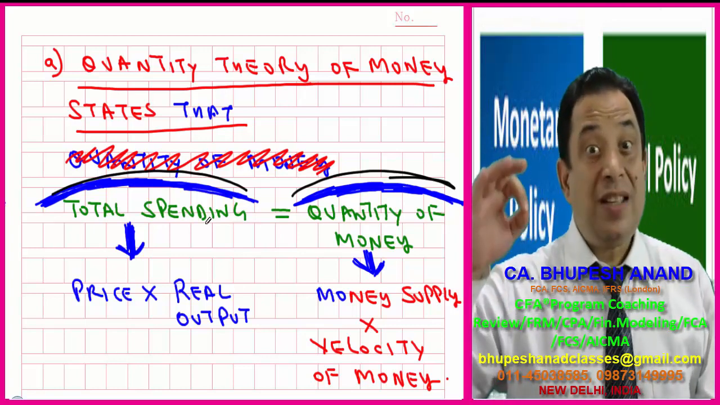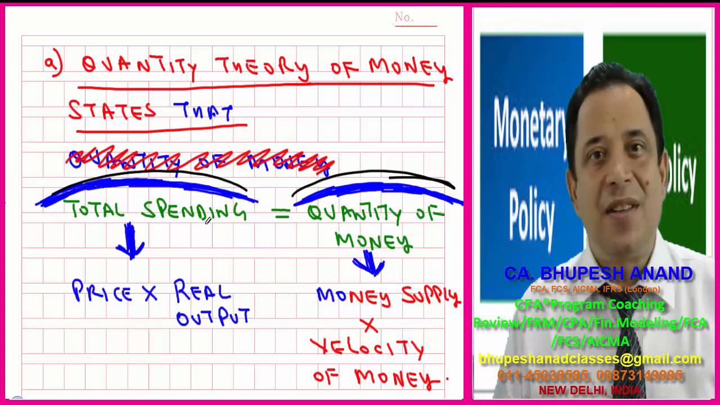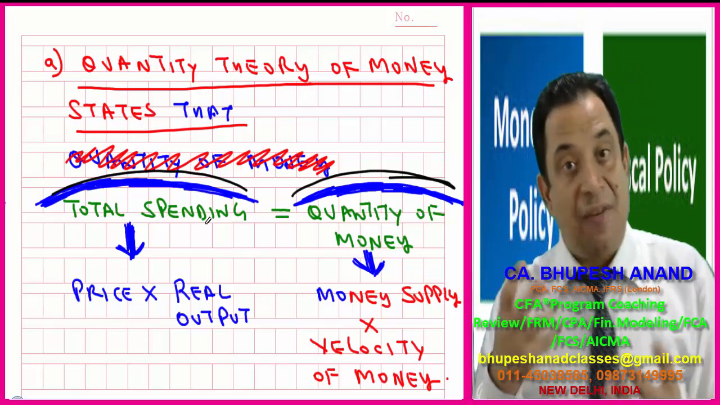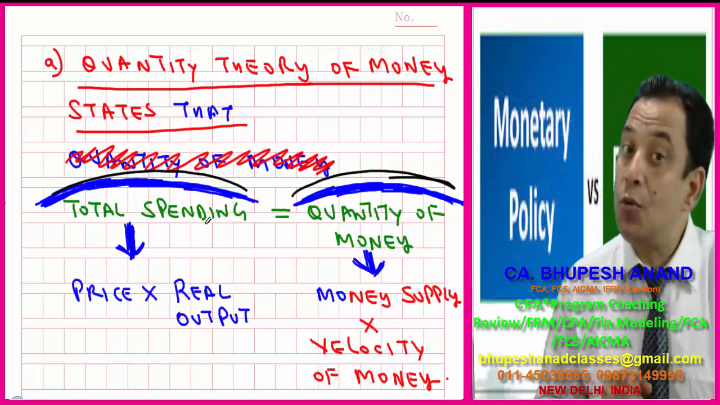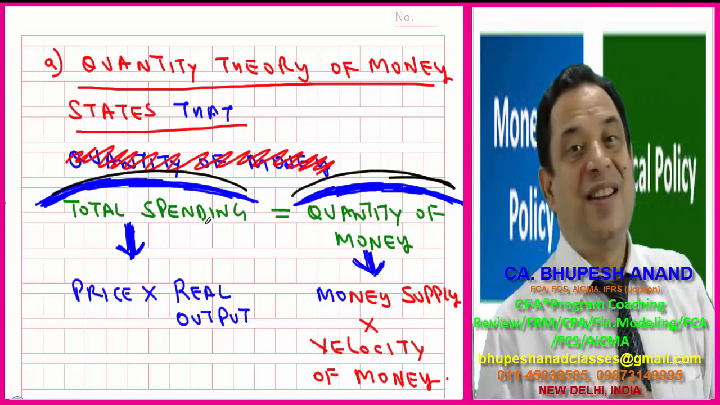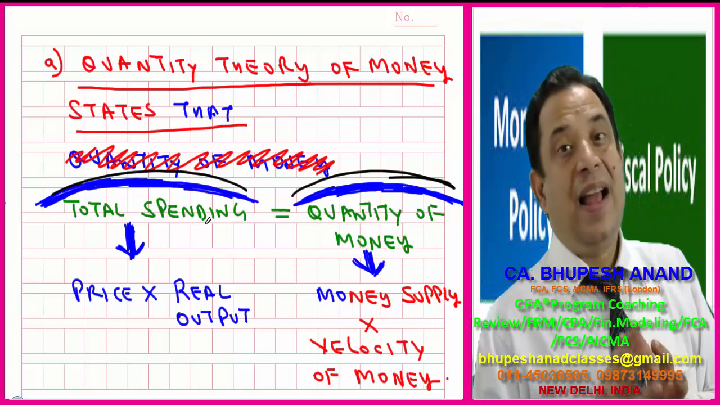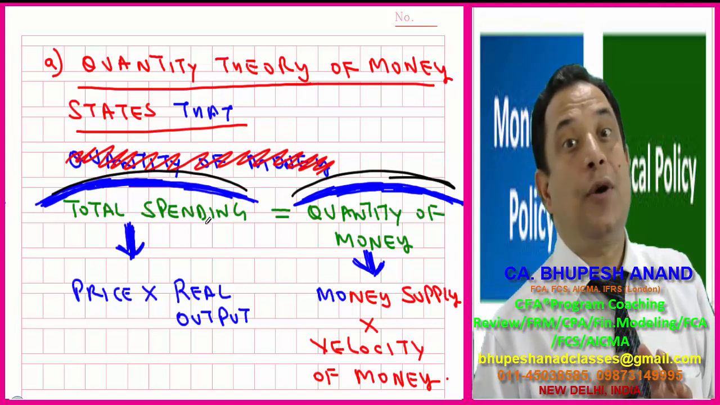Why? Now, what is the meaning of spending? When I say spending, it means how much quantity I have produced and what is the price for that. So total spending will be real output into price. So when I say total spending, that total spending should be equal to total quantity of money. Total spending is equal to real output into price.